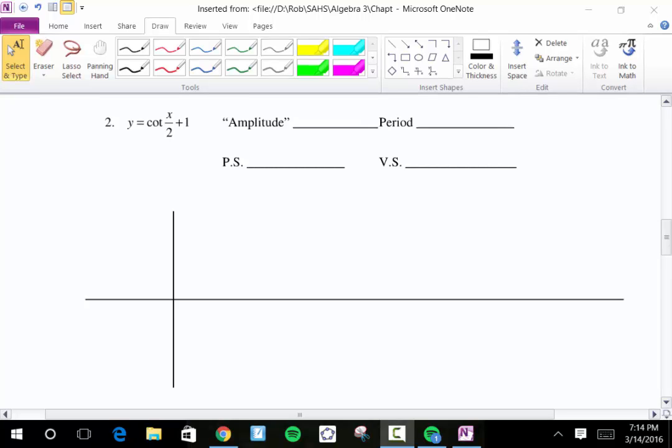Okay guys, in this problem we are graphing cotangent of x over 2 plus 1.